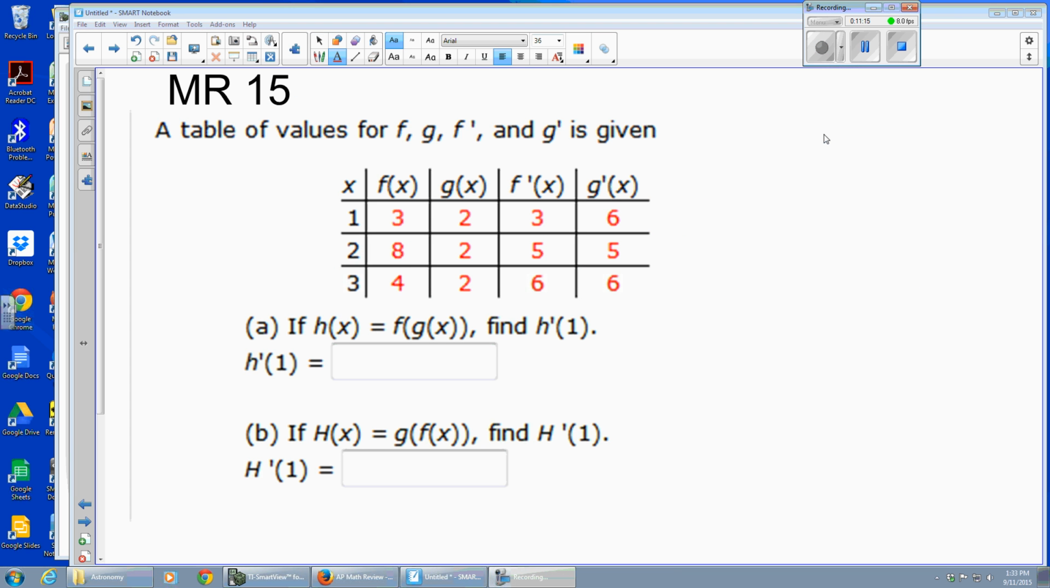All right, so we're going to do math review number 15 here. A table of values for f, g, f prime, and g prime are given, where f prime and g prime, of course, are the first derivatives of f and g. If h, the function of h, equals the function f of the function g of x, find h prime of 1. The derivative at 1. All right. Fun calculus.